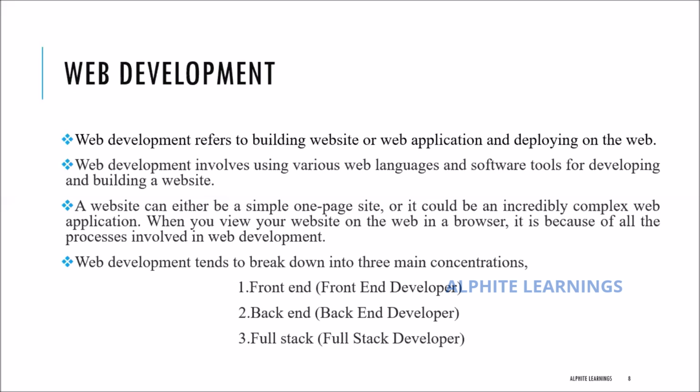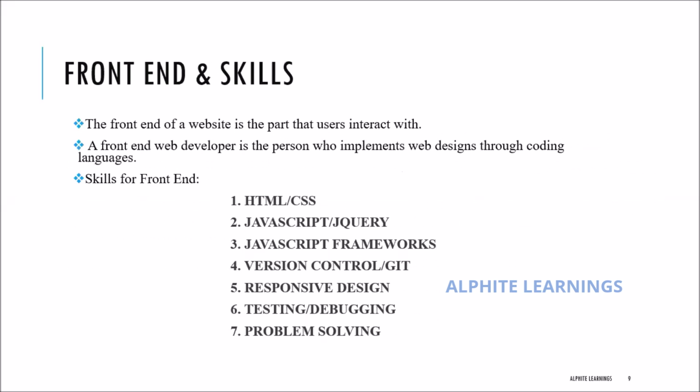So let us see about front end, back end, and full stack. What is front end? The front end of a website is the part that users interact with. If I am seeing a site like alpha.net, I am seeing that page, right? That was developed by a front end developer. The visual part, or the view part, of a web page or website is designed by a person called a front end developer, and this process is called front end. A front end web developer is the person who implements web design through coding languages. Got it? Hope you understand this point.